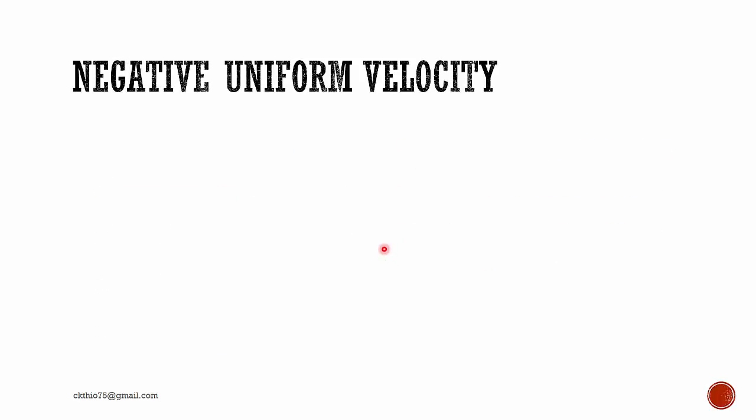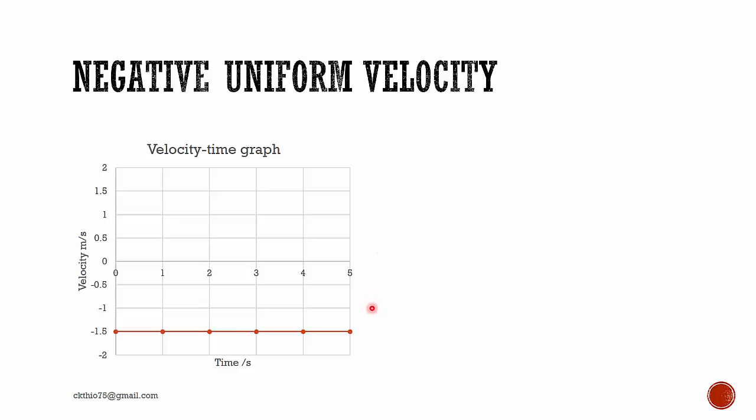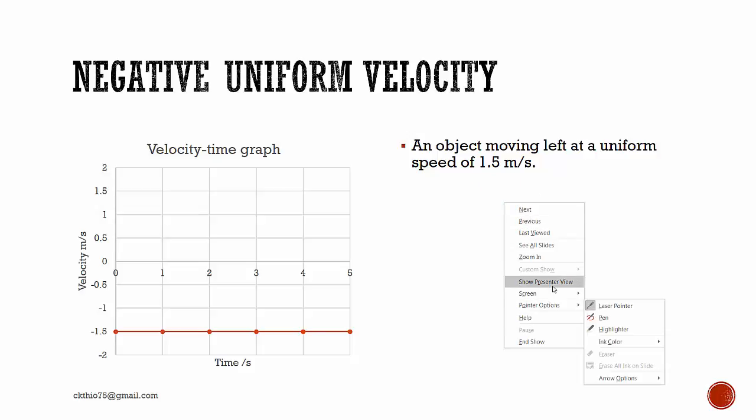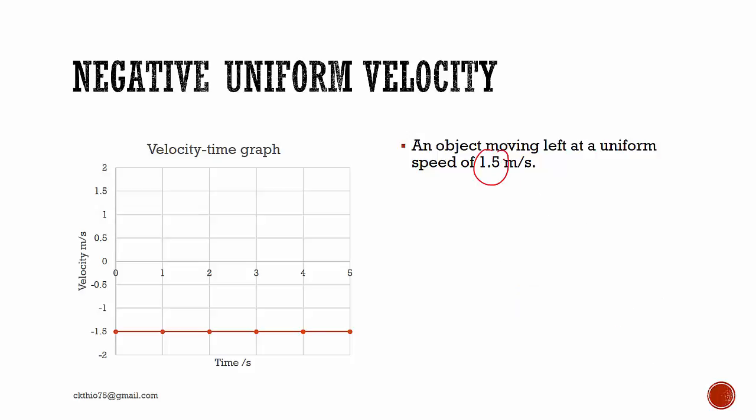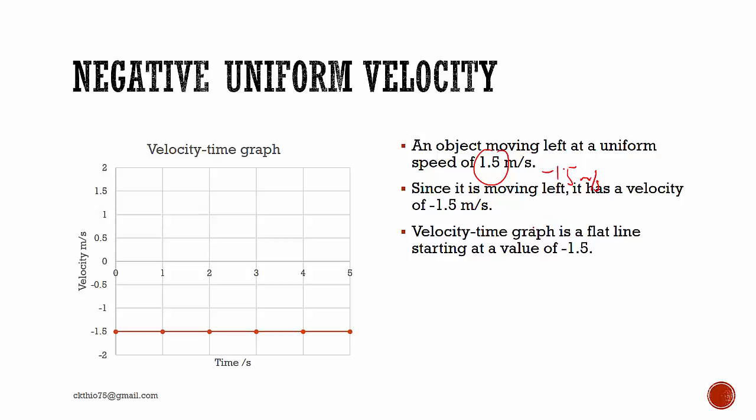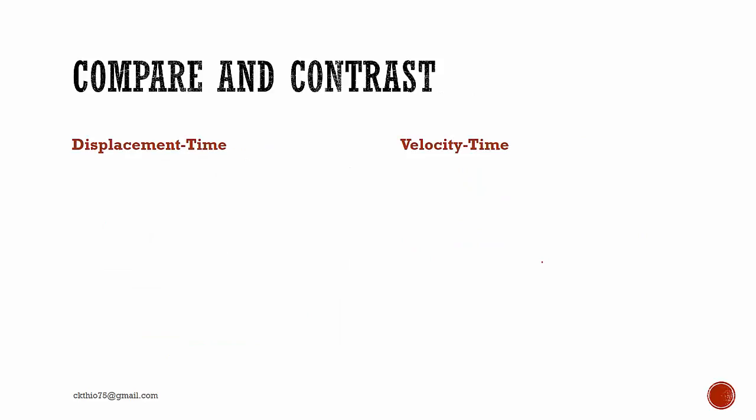But the idea is that it's just a flat line. Similarly with negative uniform velocity, it's exactly the same except that it is starting at a negative value. Over here this is negative 1.5. So it's moving left, and it's just a flat line starting from a value of negative 1.5.